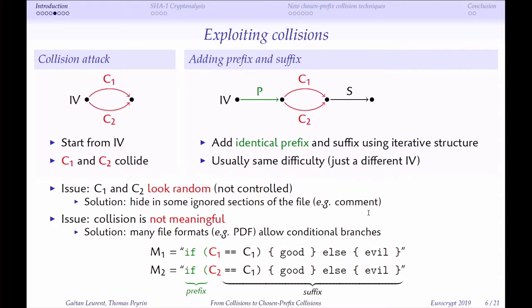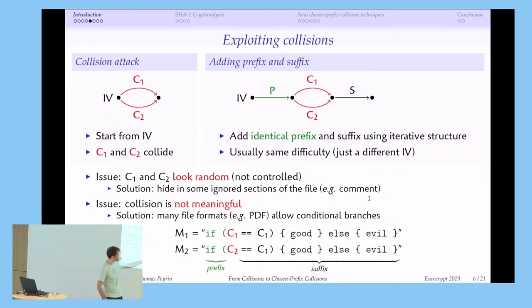In particular, a nice trick is that many document formats allow some kind of conditional branches, so you can build messages that look like this. I'm using pseudocode here, but this could actually be more like a PDF document. You start with some if condition, and this will be your prefix, then you compute a collision, and then you put a message like this as suffix. Those two messages will collide, because this is a collision block and you just have a common prefix and common suffix.